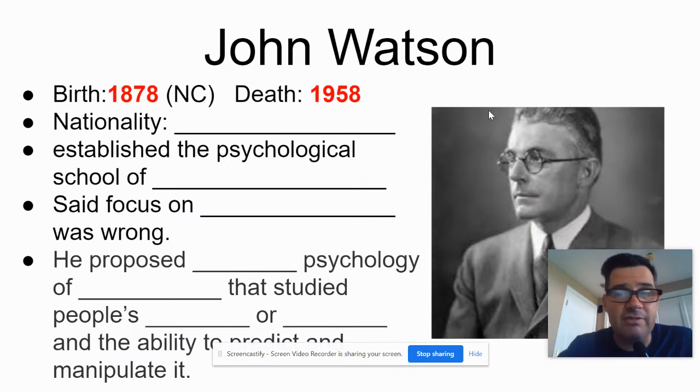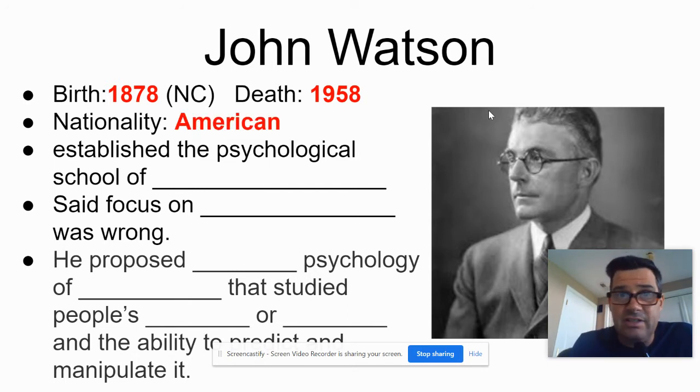All right, first off, remember, we're not learning dates, but just understanding the context of when they lived. 1878, death 1958. So again, we're moving more into the 20th century in terms of impact by these people. So we're getting closer and closer to more modern times. Nationality, John Watson is an American. Again, you notice the German Wilhelm Wundt, and you got Freud. Now we have Americans also influencing, James, now Watson.